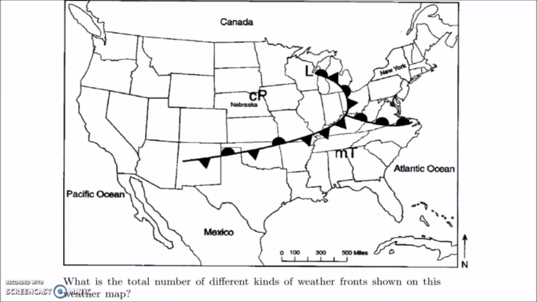Look at this weather map. The question asks us, what is the total number of different kinds of weather fronts shown on this weather map? At first glance, it may look like they're all the same, but take a closer look. First, we have the cold front over here. We have the warm front over here. This is a stationary front, and this one is an occluded front. So in answer to this question, there are 4 different fronts on this weather map.